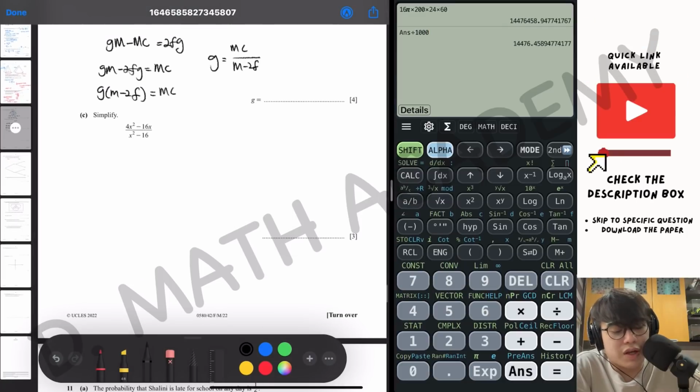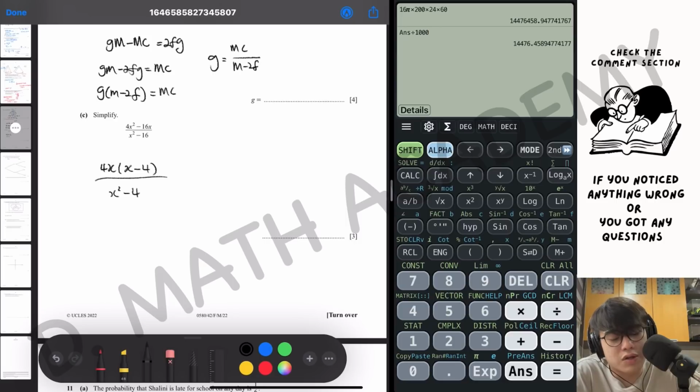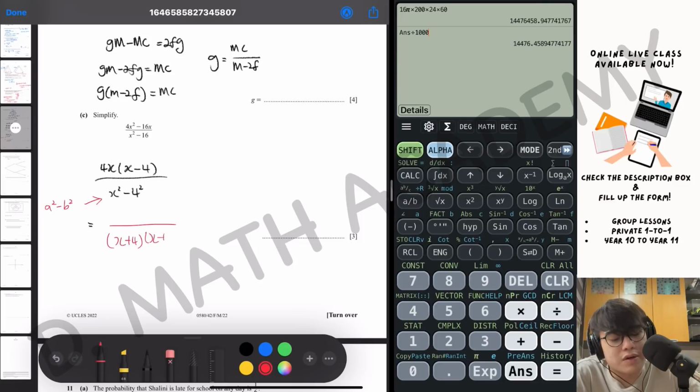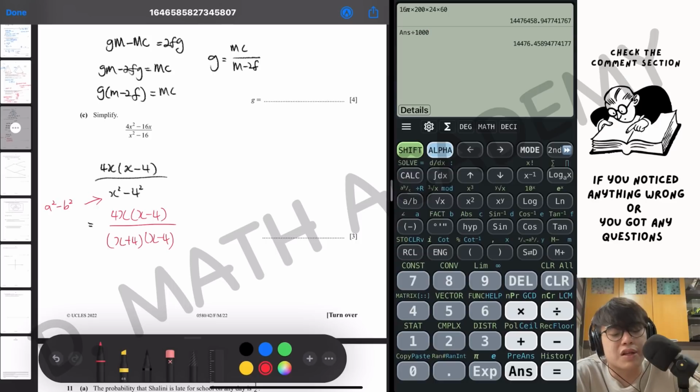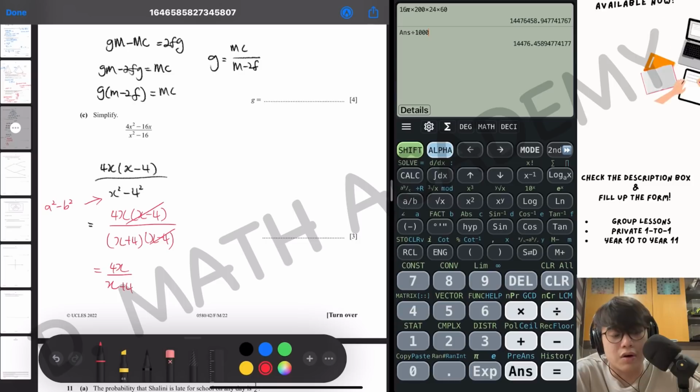Moving on to the simplification, you can take out 4, you can take out x. The balance inside should be x minus 4 from the numerator. As for the denominator, you can adjust it into this format here. And please take note, this thing here is your a squared minus b squared, which means you can expand it into x plus 4 and x minus 4 here. And then you will notice that there are things that are repeating now, which they can then cancel and get 4x over x plus 4 at the end. Okay, so this thing here should be your final answer.